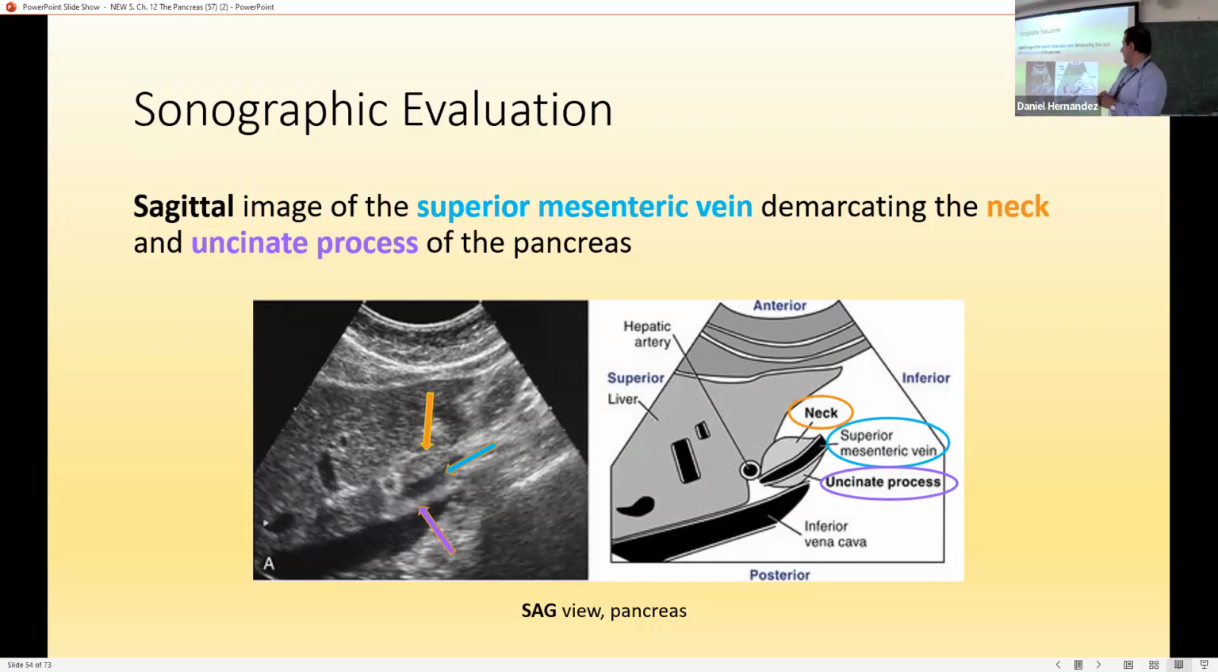In sagittal pancreas, we're staying on that portal confluence and opening up to where we now visualize the superior mesenteric vein. In this view, we see a portion of the neck of the pancreas anterior to, or in front of, the superior mesenteric vein, and then posterior to the superior mesenteric vein, we see a portion of the uncinate process.